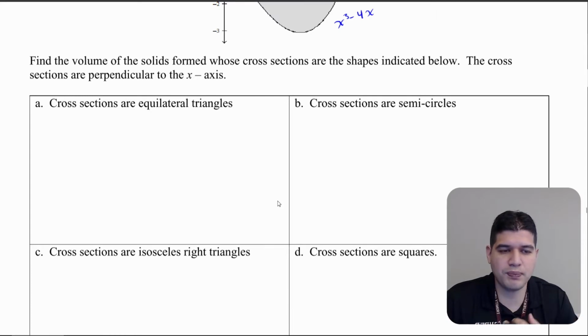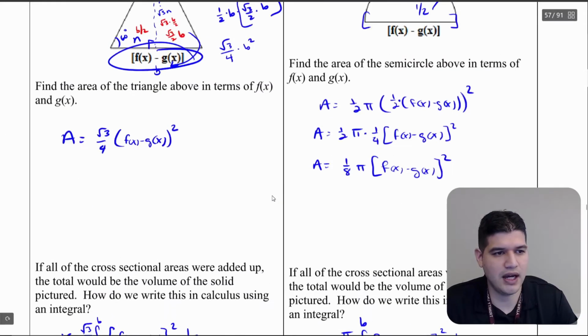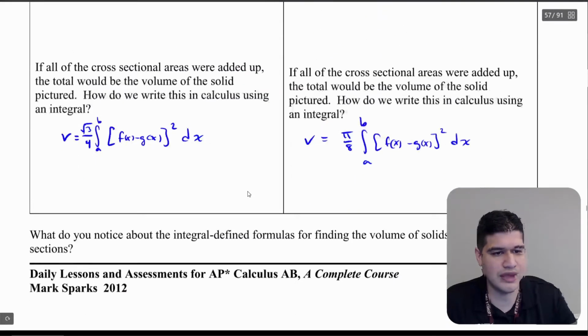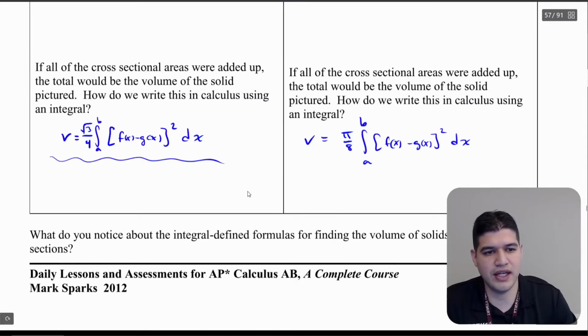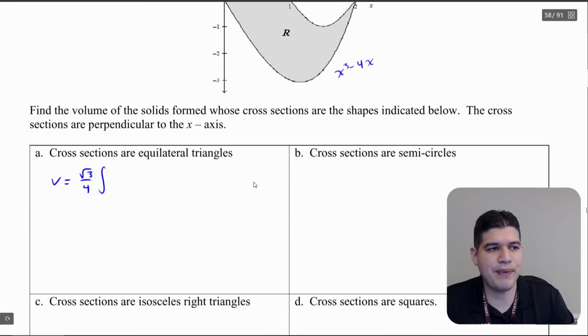So in this first part, we know that the cross sections are equilateral triangles. So that's going to be up here. If you haven't watched that previous video, equilateral triangles, that's going to be this function right here. So we're going to use that. And so we're going to say V equals the square root of 3 over 4, which is what we've shown and proved in our earlier video. Now, what are our bounds going to be?